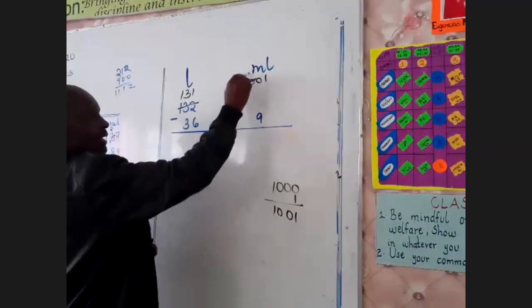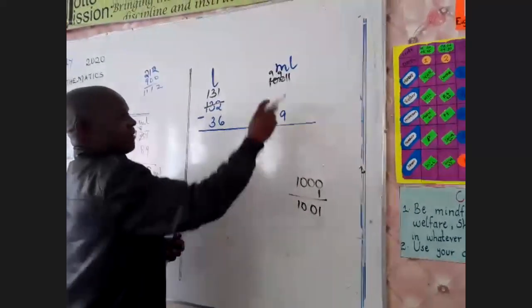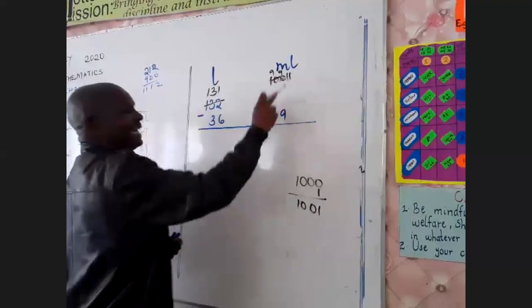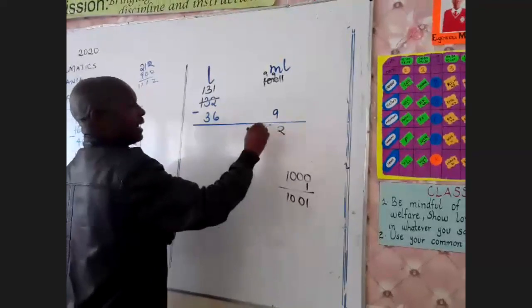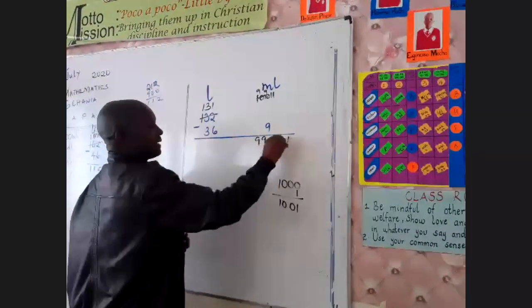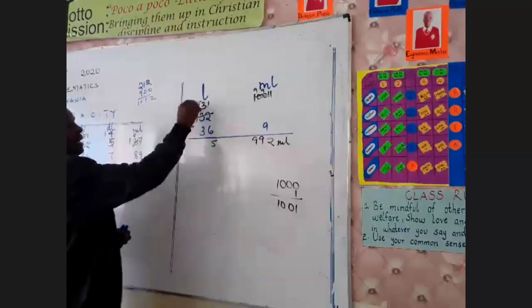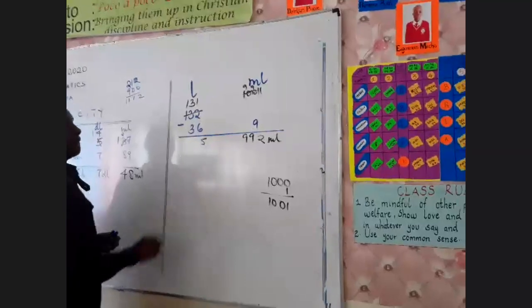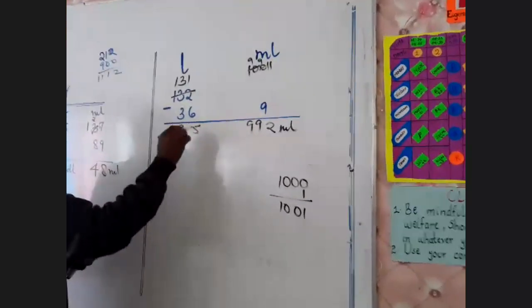Borrow 1 from there remains 9, that becomes 9, and that is 11. So that 11 less 9 is 2, and the 9 remains milliliters. And here, 11 is 5, and then 12 minus 3 is 9. So you have now that.